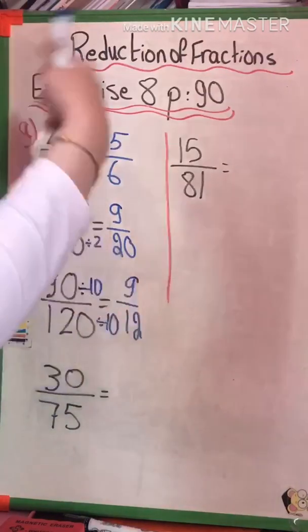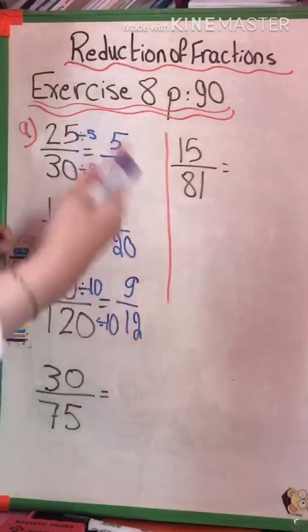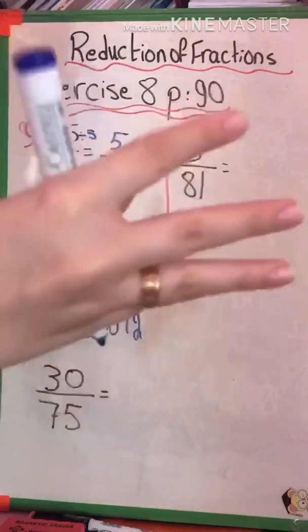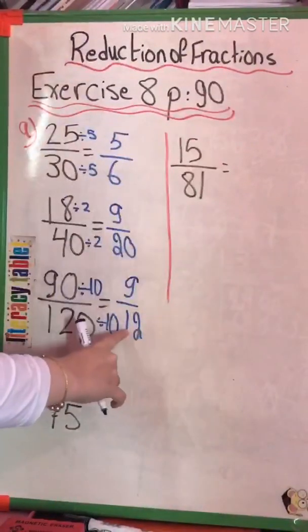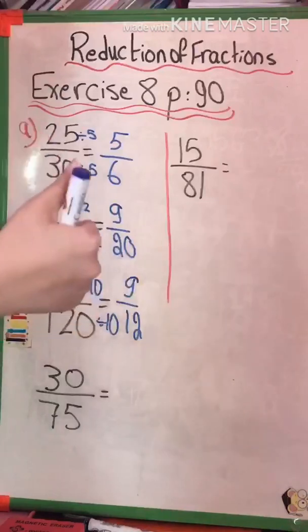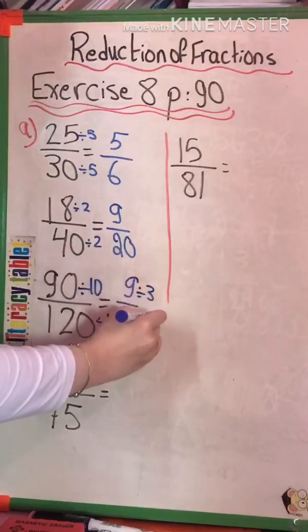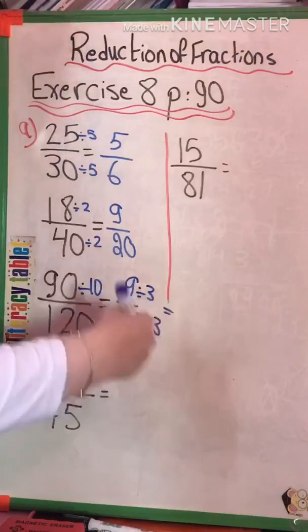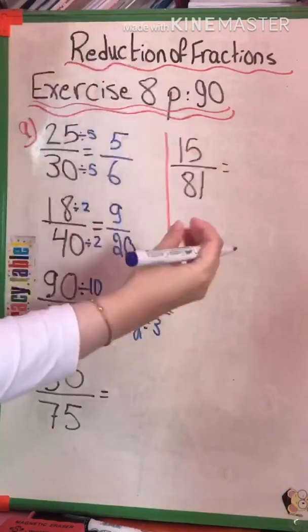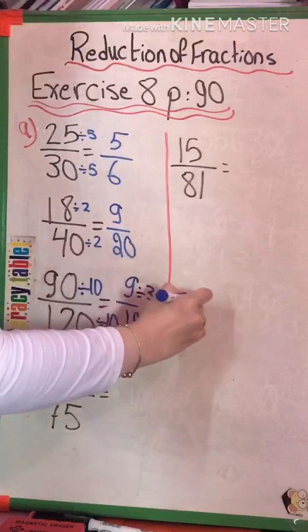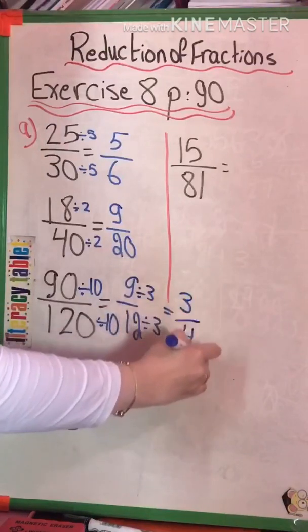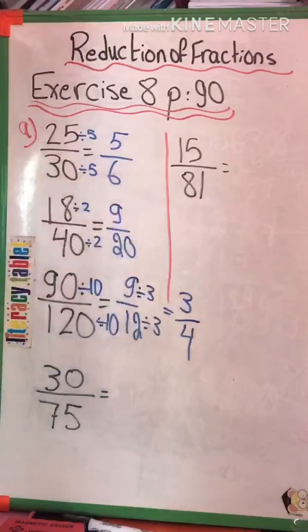This is not. Let's check 3. How can I know if a number is divisible by 3? Add the digits. 2 plus 1 is 3. So it's divisible by 3, and this one is divisible by 3. So I have to divide by 3. I have to continue to the smallest form. So it will give me 3 over 4, the irreducible fraction.